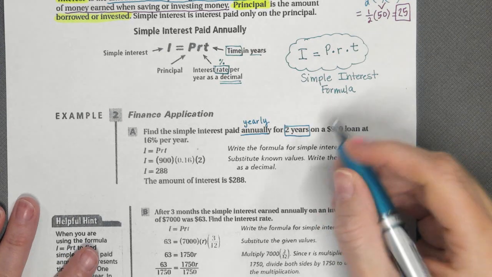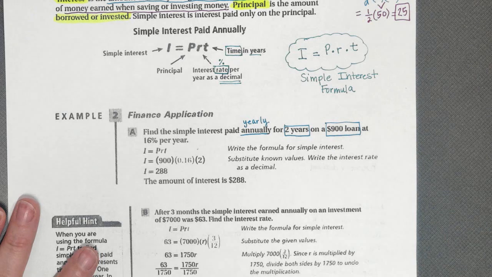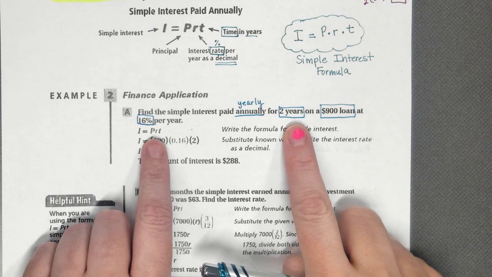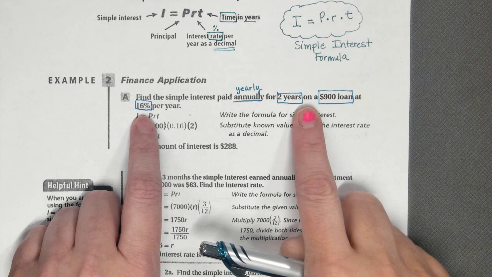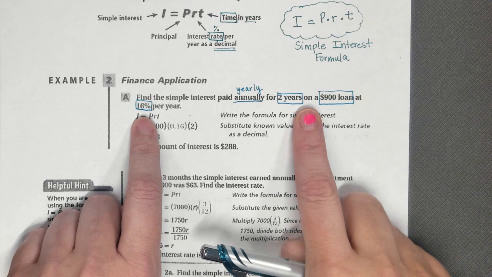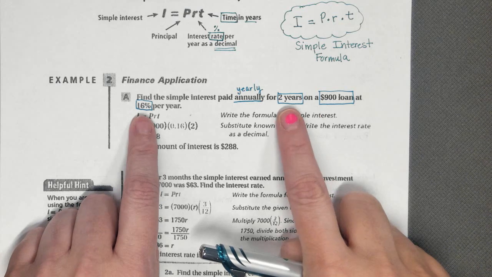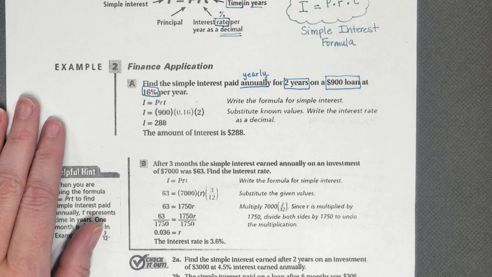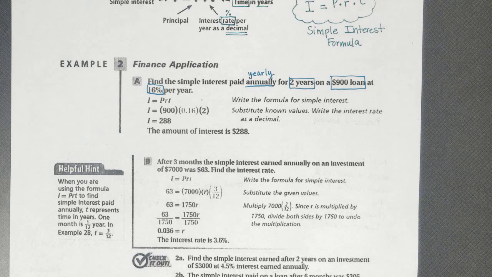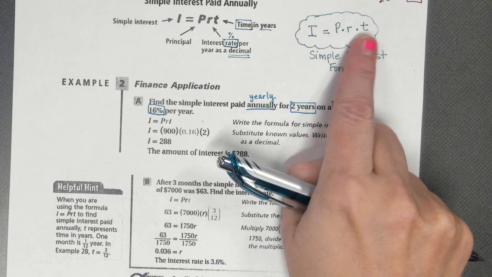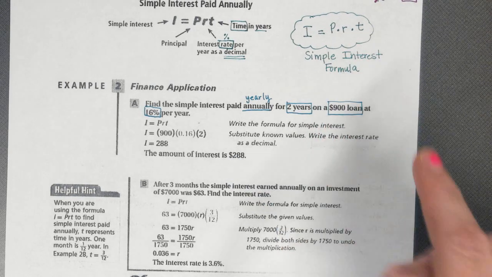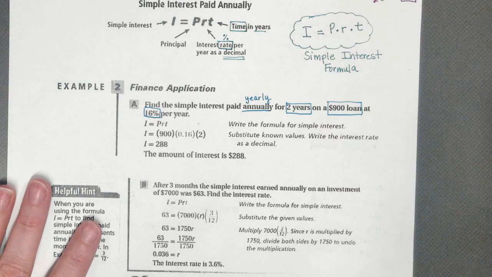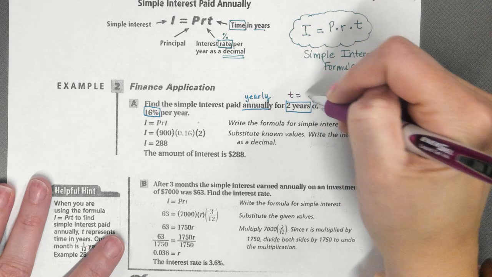For 2 years on a $900 loan at 16% per year. So all I've done at this point is I just boxed in all of the numbers in the word problem. If you're ever unsure what to do for a word problem, at the very least I want to see the numbers boxed in because that's what we're going to focus on. So what we have to do is figure out which number goes with which variable. If the T is time, what's the time that I boxed in? 2 years. So right above 2 years, we're just going to write T equals 2.